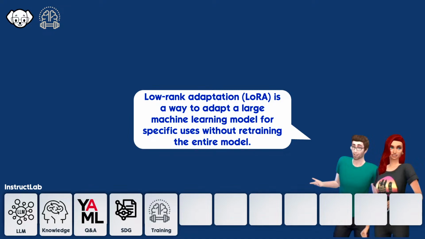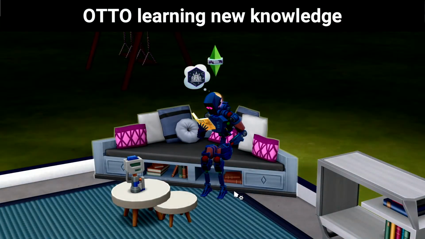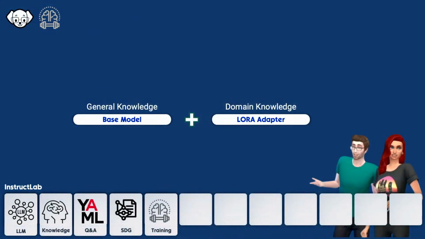LoRA is a low-rank adaptation technique, a way to adapt a large machine learning model for specific use cases without retraining the entire model. What does this mean? If we take a look at Otto, Otto is learning the new knowledge by reading the files that we prepared for him. He's reading at the moment about the AWS Community Vienna and how we do our meetups. So we are using a base model for the general knowledge, which was Llama 3.1 3B, and then we just add the domain knowledge as a LoRA adapter. You can think of it as having the safetensors files with the weights, and you're just changing some of the lines in the safetensors file, which are the weights for LoRA.